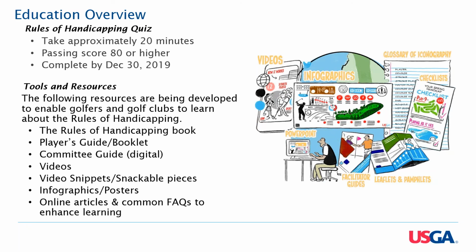A few tools and resources that you can use to better equip yourself to take this quiz, since it is open book and open notes: you can use the Rules of Handicapping book, the Player's Guide or booklet, the committee guide, digital committee guide, videos, video snippets, infographics and posters, as well as online articles and common frequently asked questions on the WHS website, which is whs.com.